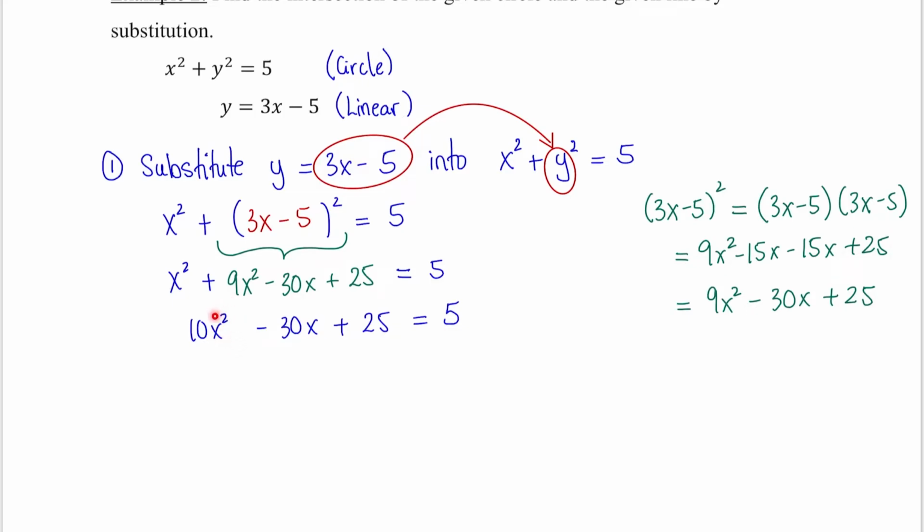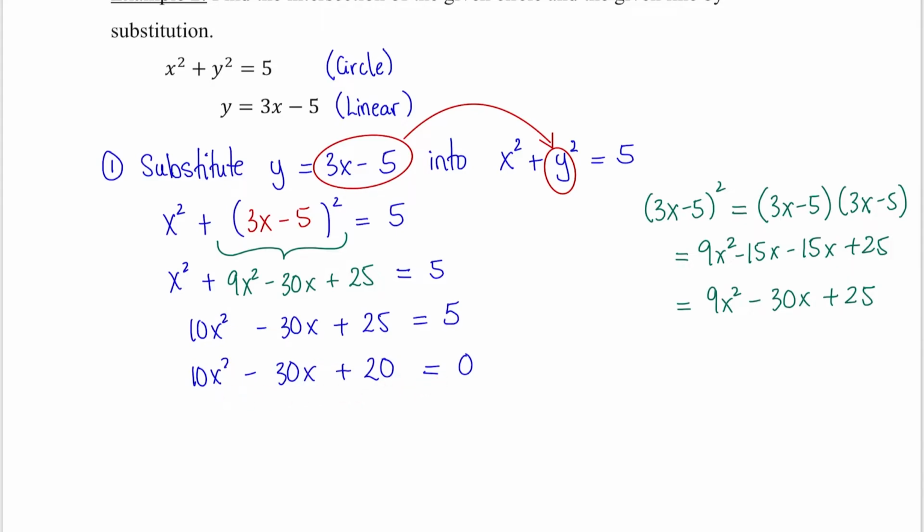This is a quadratic equation. In order to solve for a quadratic equation, I need to bring everything to one side. So I'm going to bring 5 to the left side by subtracting 5 from both sides. And I have 10x squared minus 30x plus 20 equals 0. When you are solving for a quadratic equation, you can either factor or use the quadratic formula. That is totally up to you. From here, if my equation is factorable, I will try to factor it.